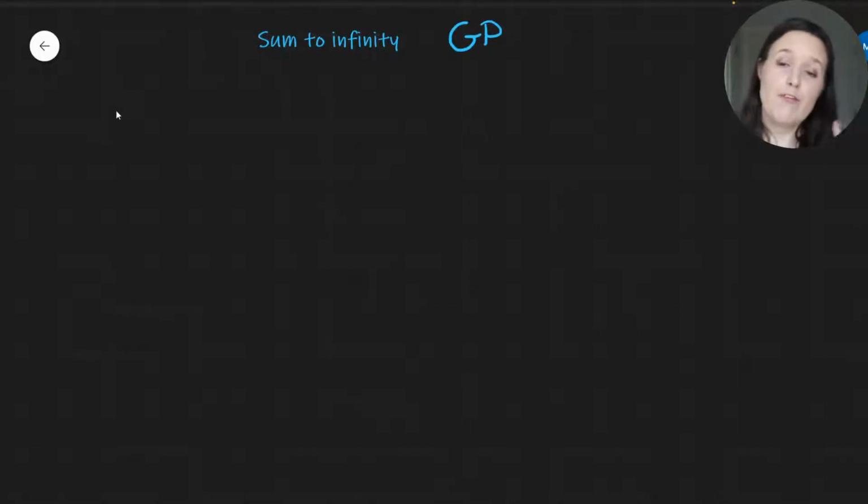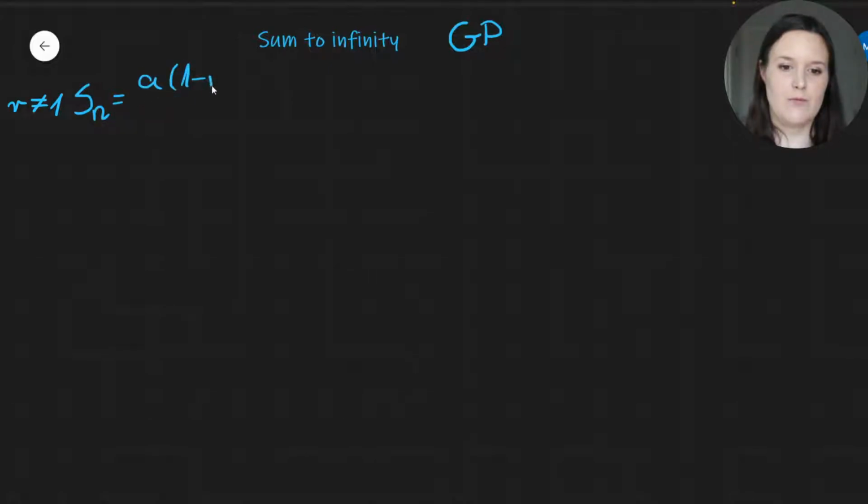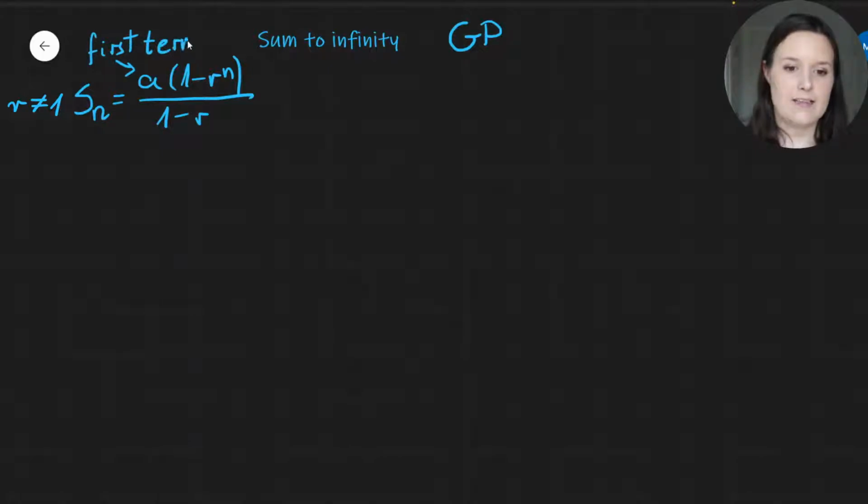You already know what it is, and you know that to find the sum of the first n terms of a geometric progression, you can use this formula, where a is the first term in a geometric sequence, r is the common ratio, and n is the number of terms that you want to add.